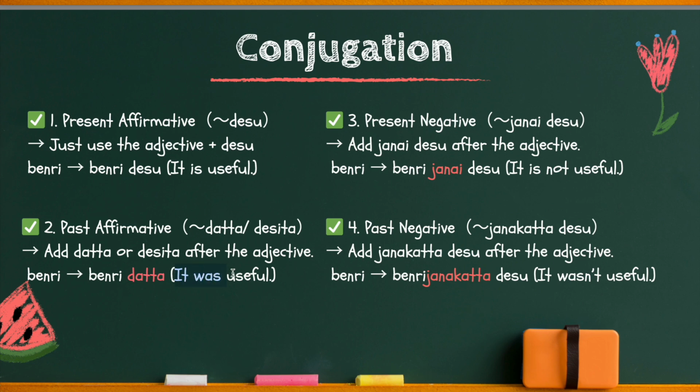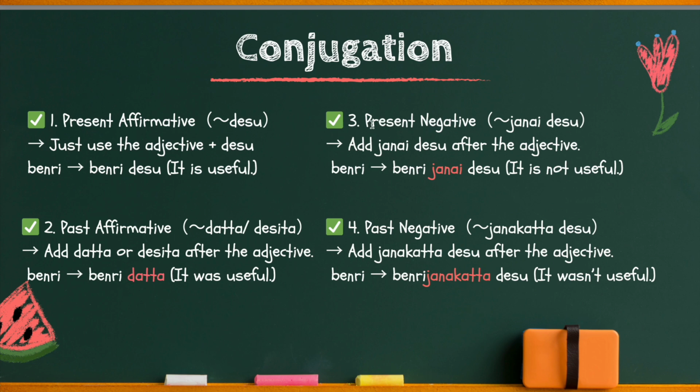So it was useful. This is 便利だった or 便利でした. だった is more casual. でした is more formal. But you cannot omit だった or でした if you like to say it was useful. You need to have either だった or でした.